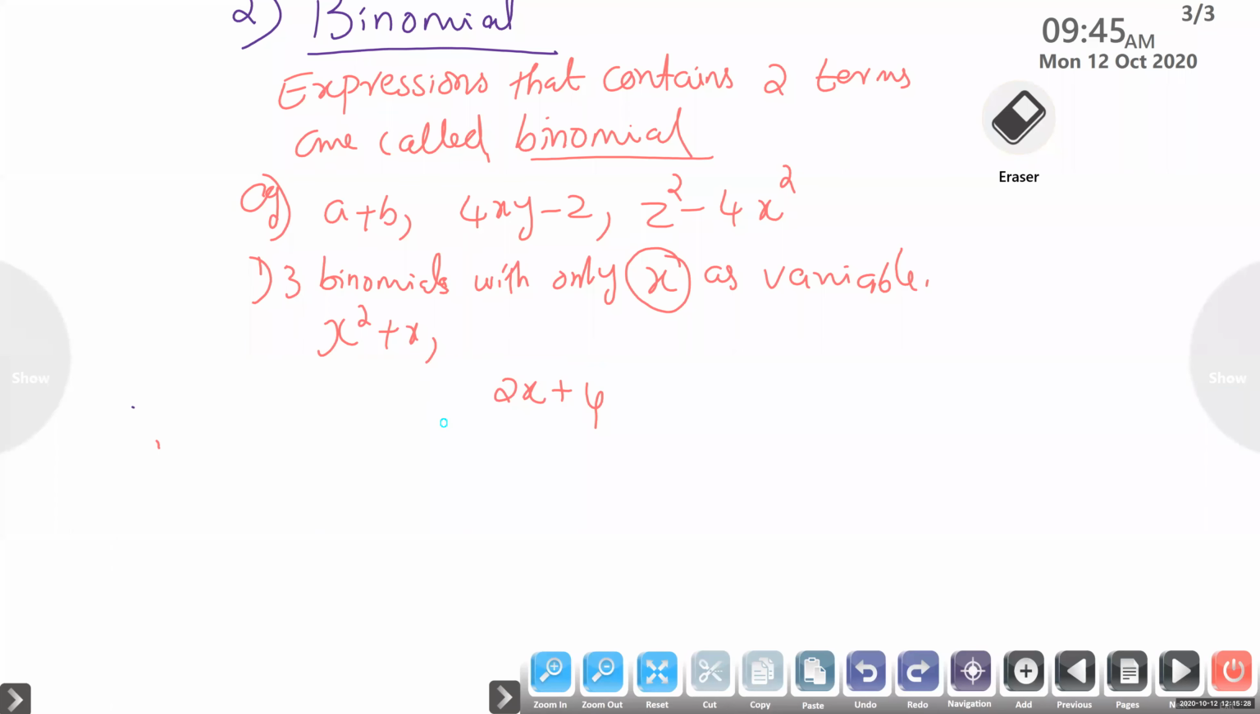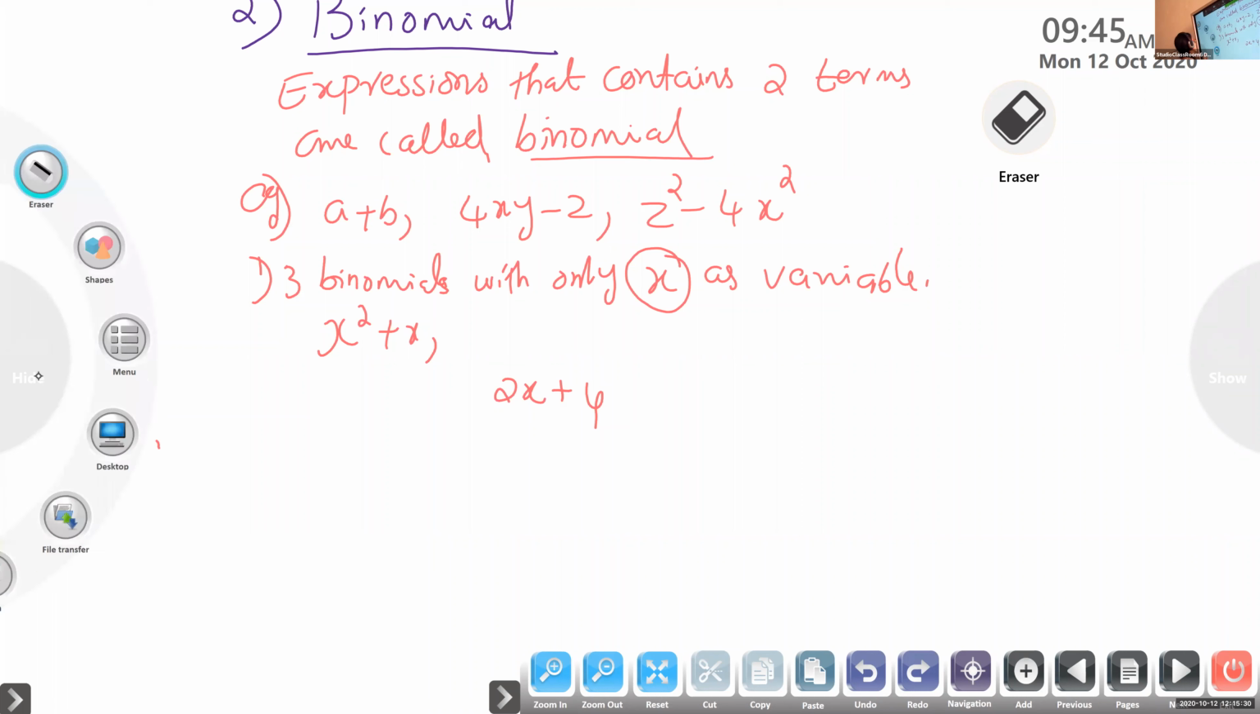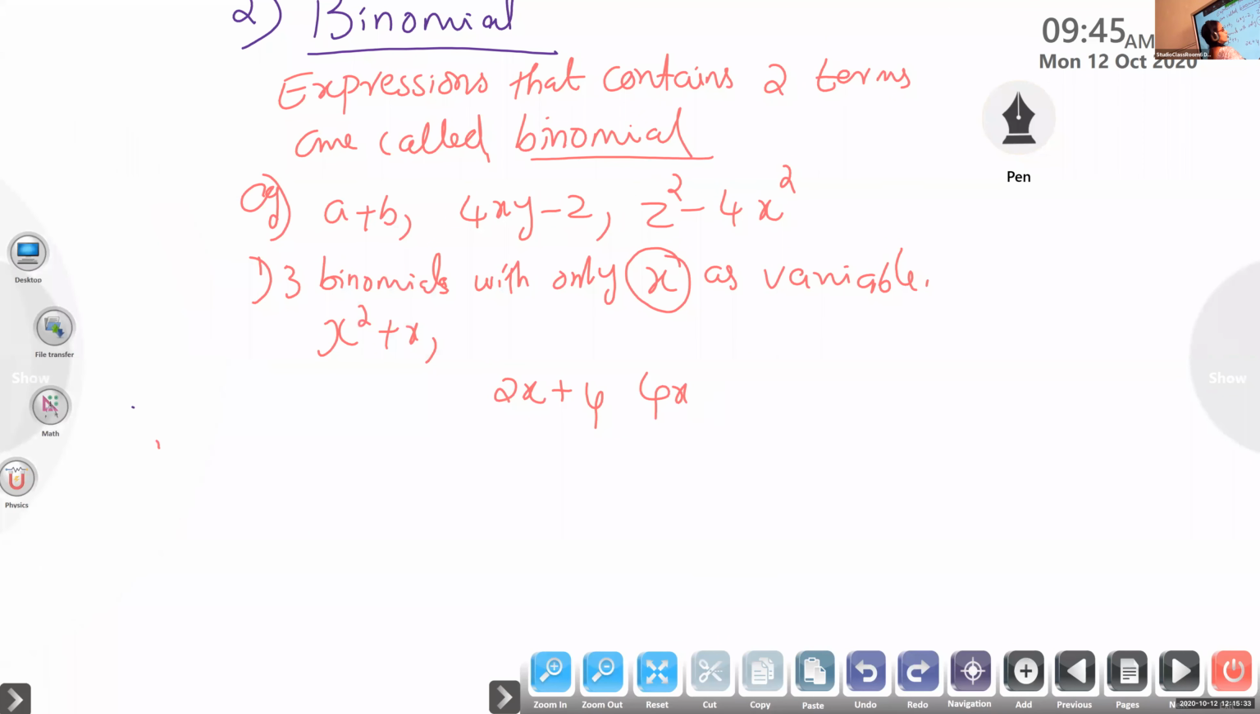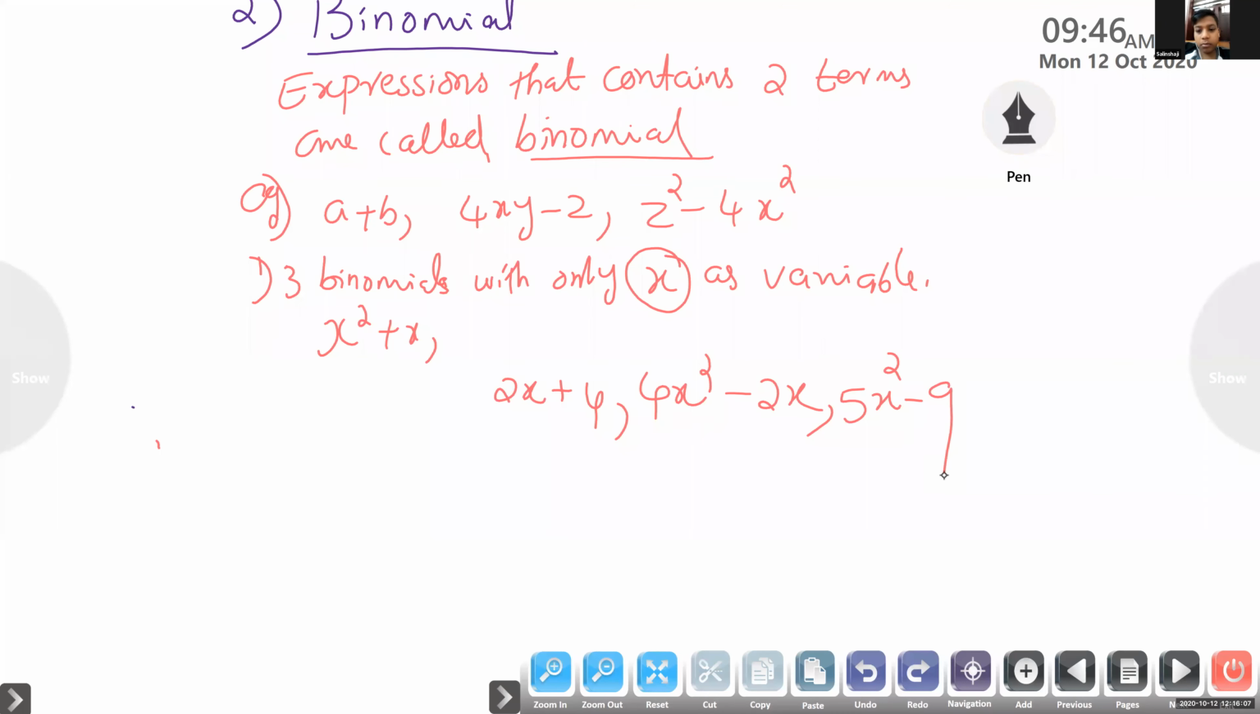4x square minus 2x, that is okay. 4x square minus 2x is a binomial. Okay, one more example. Anybody? 5x square minus 3 square. 3 square is 9. 5x square minus 9 is a binomial.